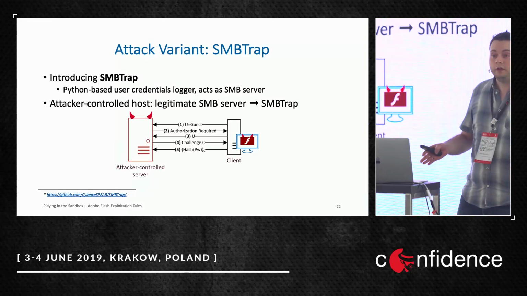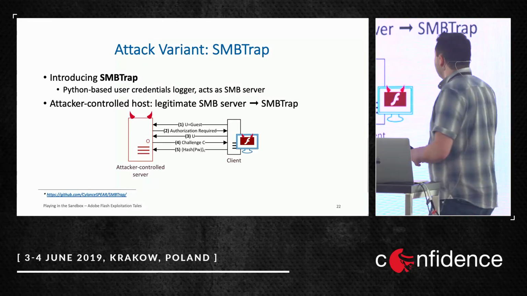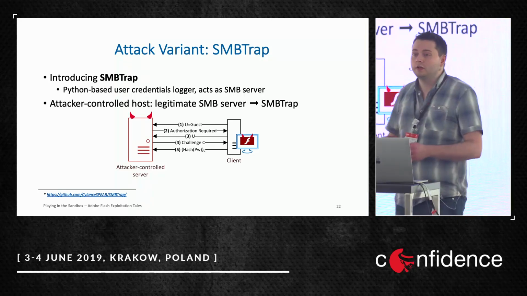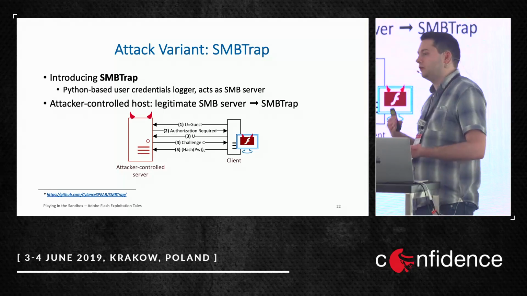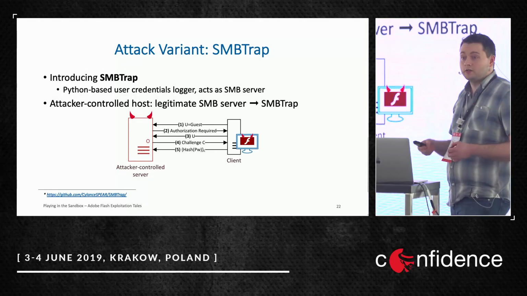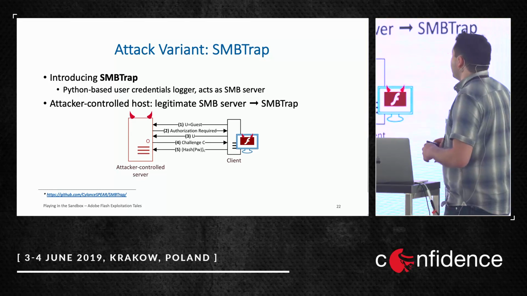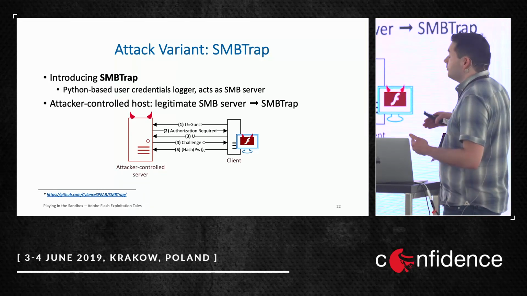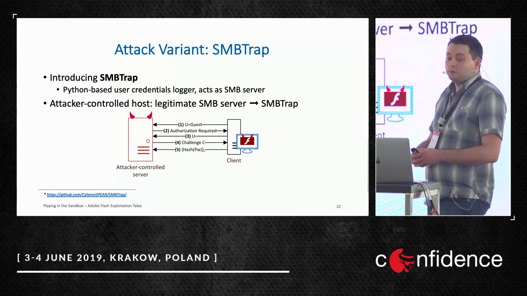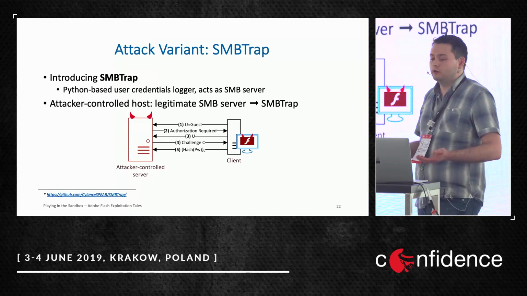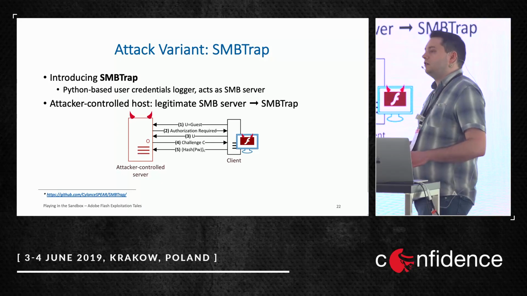Right, so what does that mean for our attacker scenario? Well, we have our malicious Flash application running on the victim PC, so basically we can instruct it to connect to an SMB server of our choosing. So what we can do is run a Python script called SMB trap, and SMB trap is basically a Windows user credentials logger while acting as an SMB server.